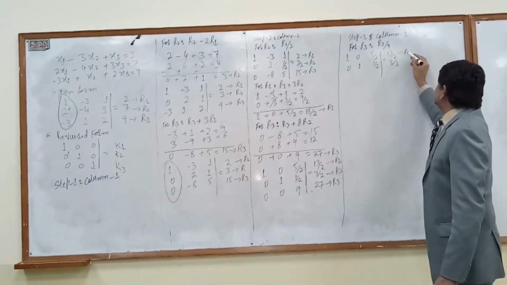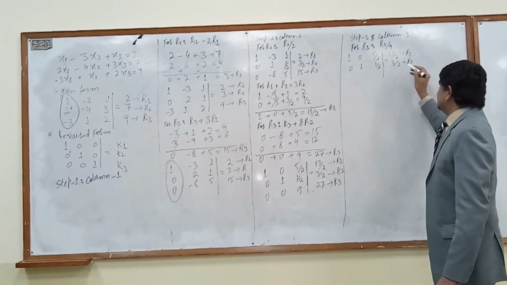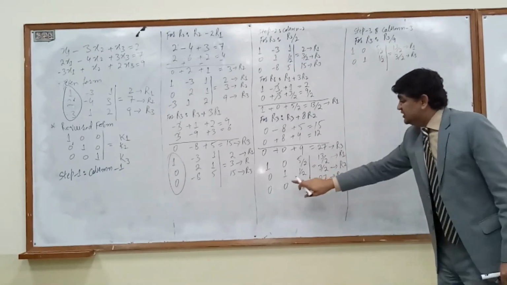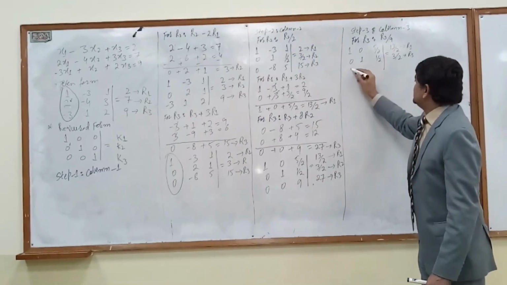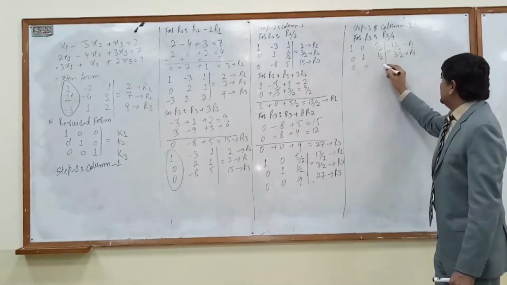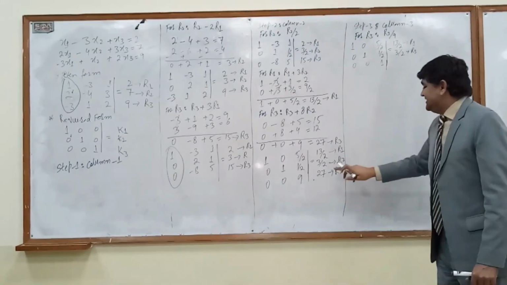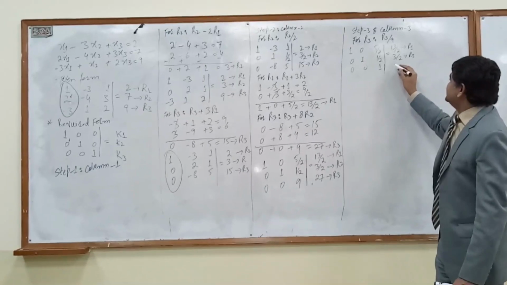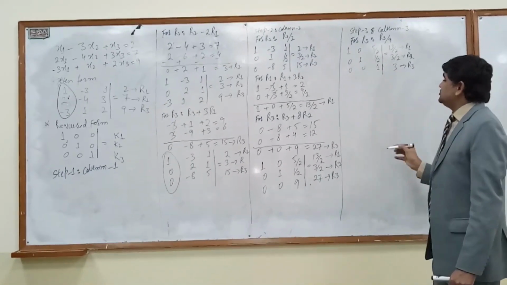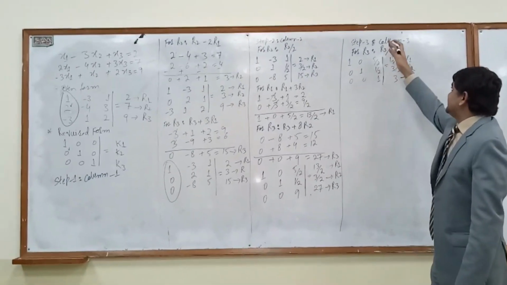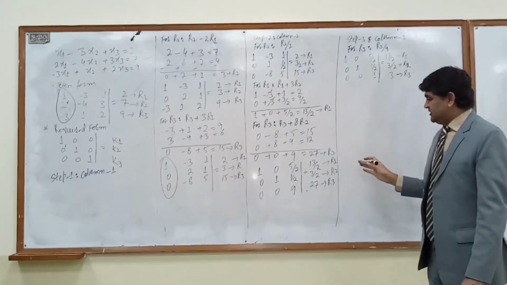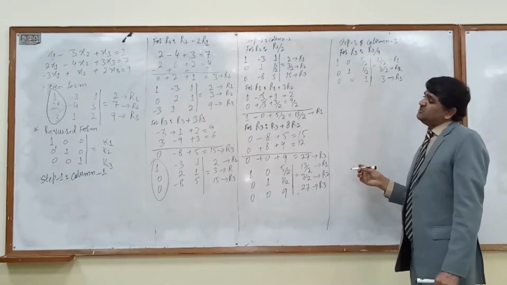Then what is R3? We have to simplify R3. 0 divided by 9 is 0. 0 divided by 9 is 0. 9 divided by 9 is 1. 27 by 9 is 3. So in the first column, step 1, we have divided row 3 by 9 to get the value 1.